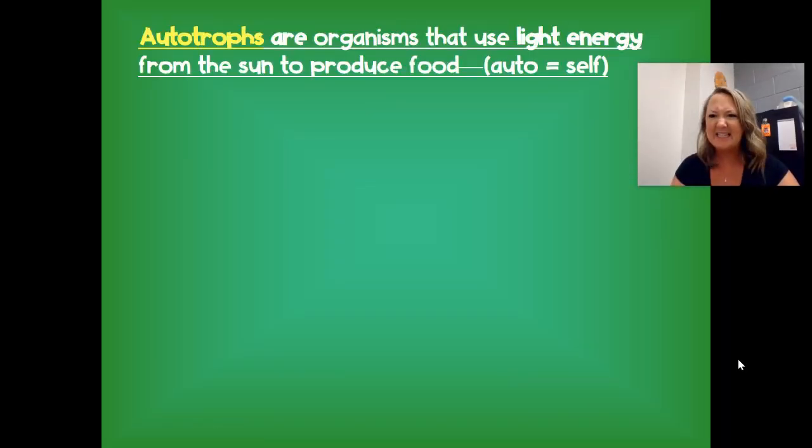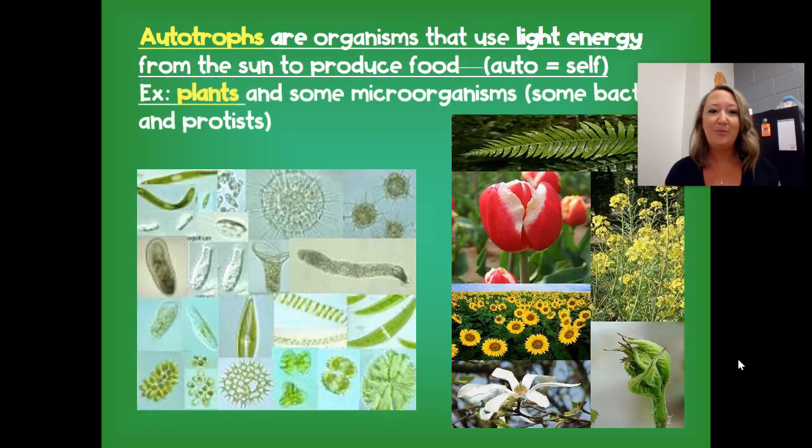Autotrophs. That's a fancy science word, right? Autotrophs are organisms that use light energy from the sun to produce food. Auto is a word part that means self. So self-producing. What are some things that self-produce? Things like plants, right? Plants and microorganisms are usually the organisms that we see use light energy to produce their own food. Okay, so when we look at organisms like sunflowers and trees, they don't get up and go get their food like we do.